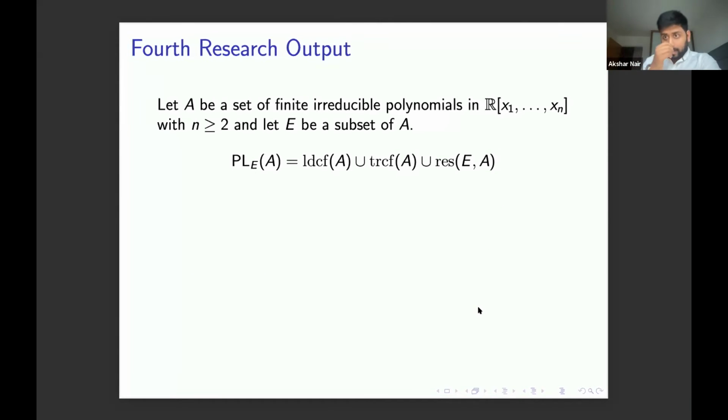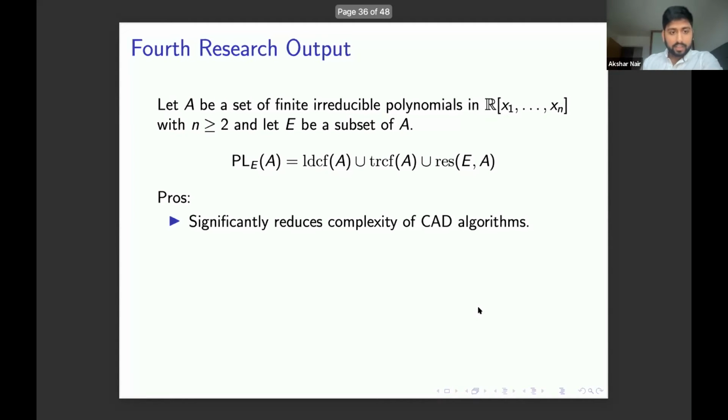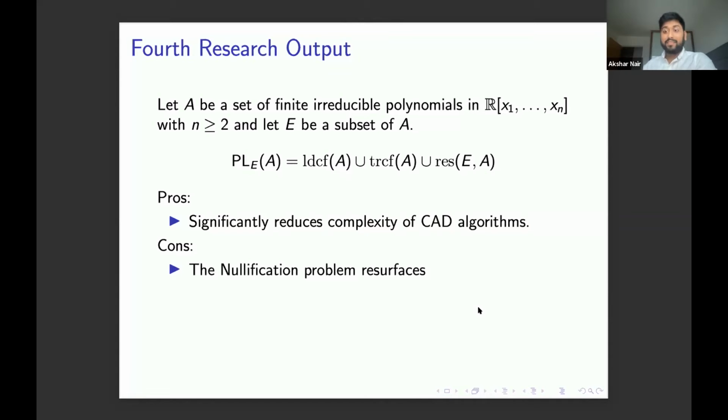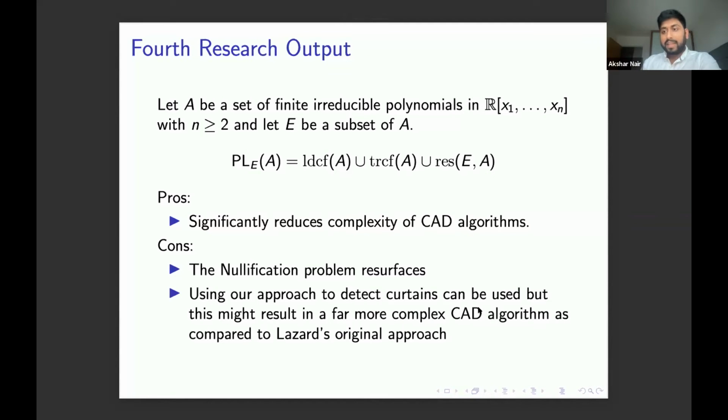Now, following this, I started to look at the McCallum 2001 equivalent for Lazard's projection operator, and we came up with this, which is the same as McCallum's 2001 projection operator, excluding the middle coefficients. Of course, this comes with its pros: it significantly reduces the complexity of CAD algorithms. The cons, however, was again reintroducing the nullification problem. But we already do have an approach of detecting curtains.